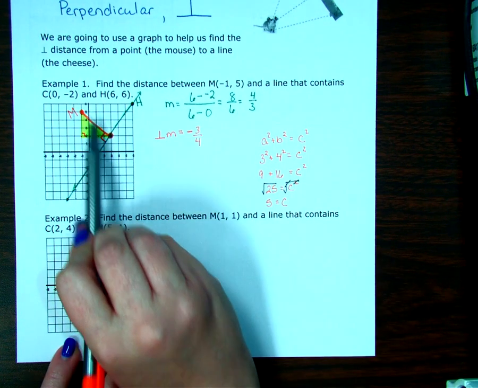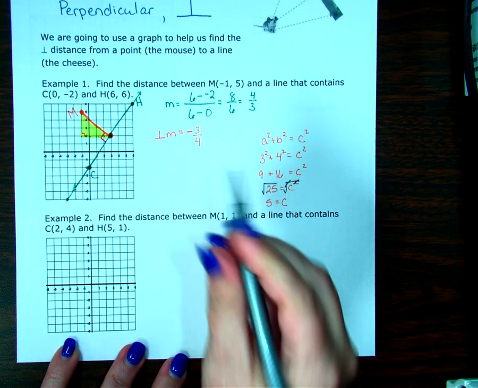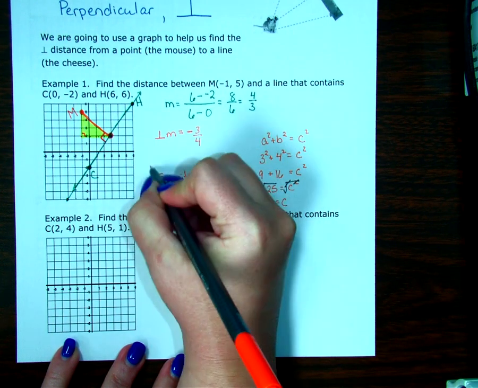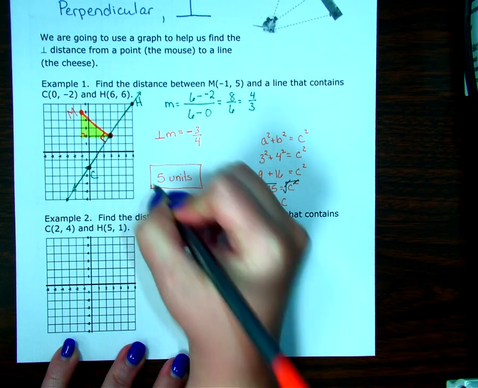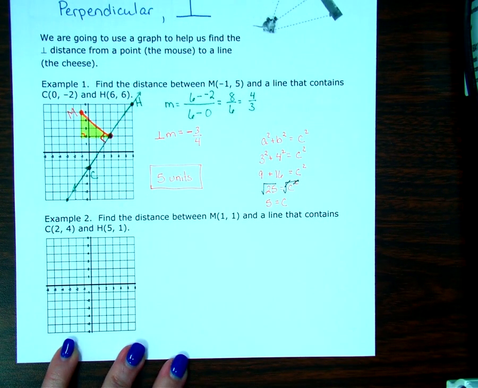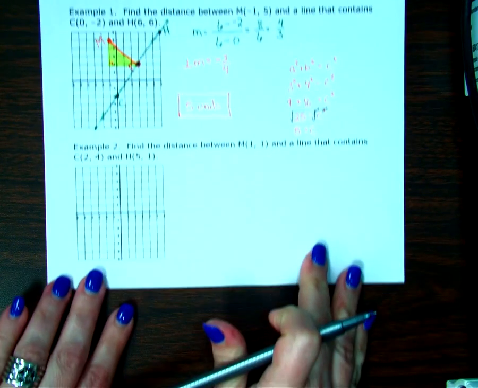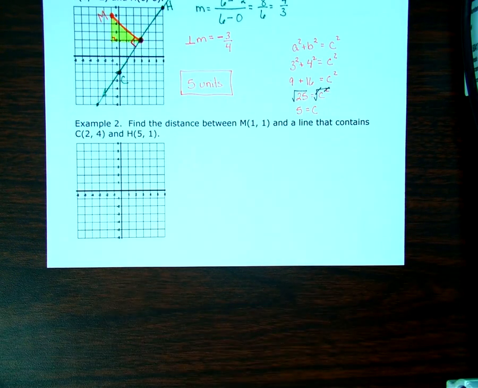So the distance from the mouse to the cheese is 5 units. Okay? Let's look at another example. Find the distance between M, 1, 1, and a line that contains the points 2, 4, and 5, 1.